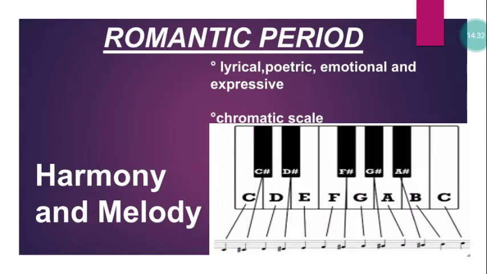So, in terms of the Romantic period naman, yung harmony and melody. Pag-usapan naman natin yung harmony and melody in terms of the Romantic period. So, di ba, binanggit na kanina na it tells about the lyrical or the poetic, the emotional, and expressive. And it also tells the chromatic scale. So, alam naman natin yung chromatic scales, di ba? Meron tayong 12 tones, yung pinag-aralan natin from the first grading, yung 12-tone or 12 tonal scale.